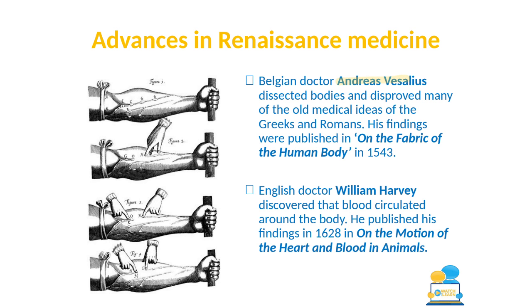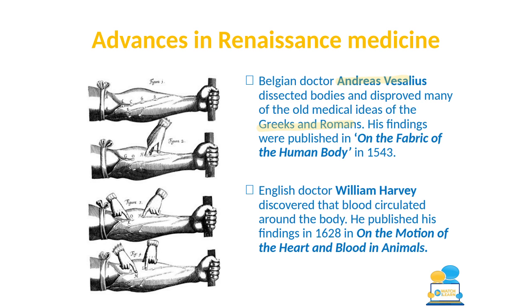Okay, Belgian doctor Andreas Vesalius dissected bodies, and he disproved many of the old ideas of the Greeks and Romans. So, for example, Galen, a Greek doctor, a lot of the Romans followed Galen's ideas. Now, Galen did make a few advances, but he made a lot of mistakes as well. But it wasn't until Andreas Vesalius began dissecting bodies that we really began to learn.